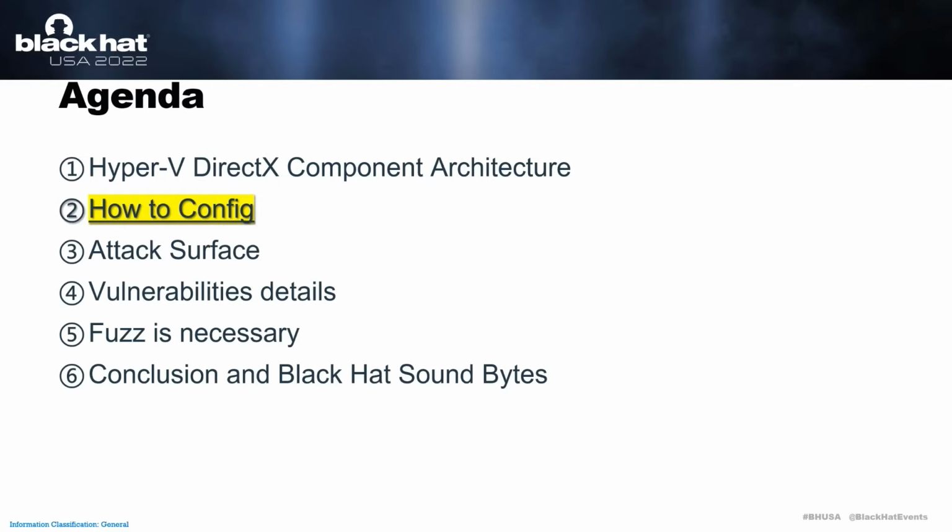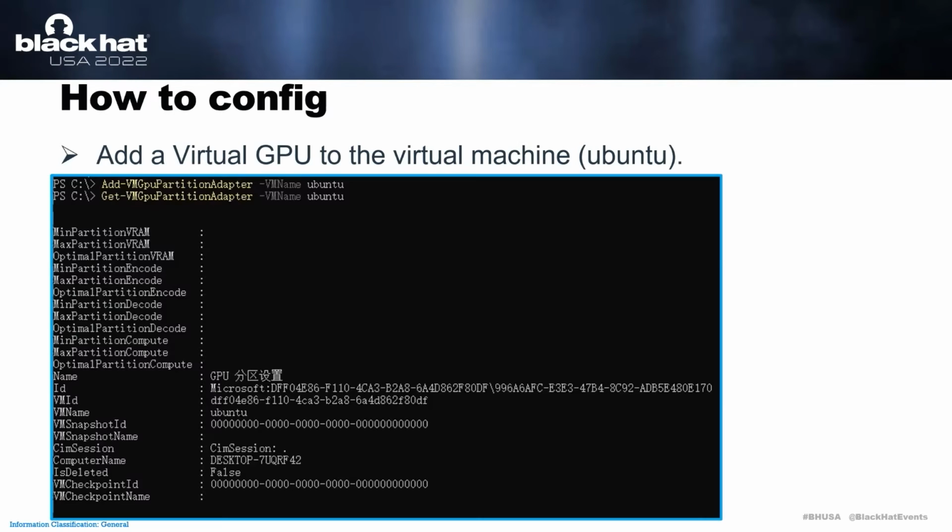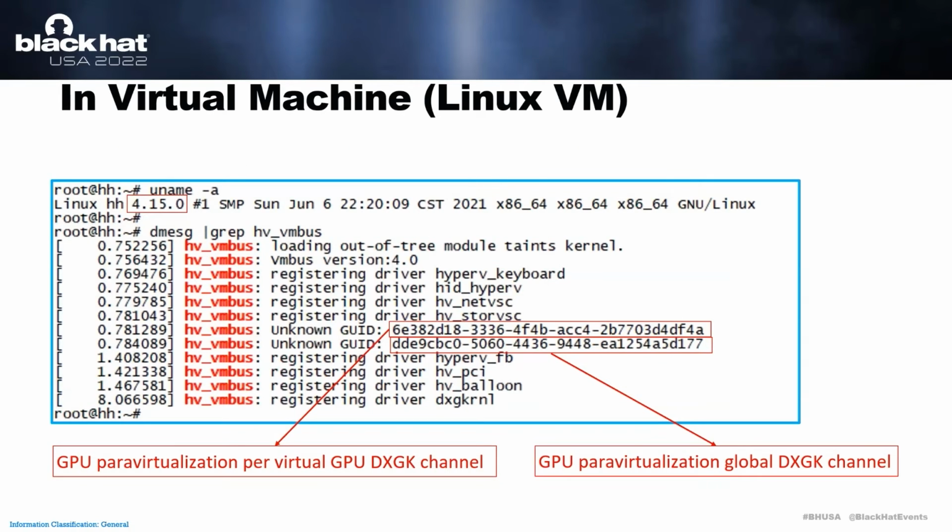So, how do we enable the DirectX component in a Hyper-V virtual machine configuration? You can use the Add-VMGpuPartitionAdapter PowerShell command to add a virtual GPU to a specific virtual machine, and then use the Get-VMGpuPartitionAdapter command to check the virtual GPU information. After we complete the virtual machine configuration, we can determine whether this component is enabled by checking the kernel log in the Linux virtual machine.